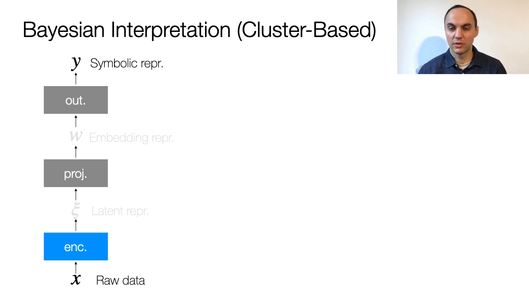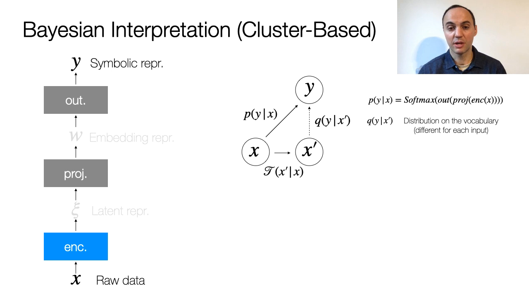We can also do the same analysis for cluster-based methods. Here we consider a different subset of ingredients, and the corresponding probabilistic graphical model is defined as in the slide. We have X, our image or document, and X prime, which is just a transformed version of our original image. For example, we perturb the image by adding some noise, by rotating, by cropping, or doing some other transformation. Then we define the conditional probability densities.